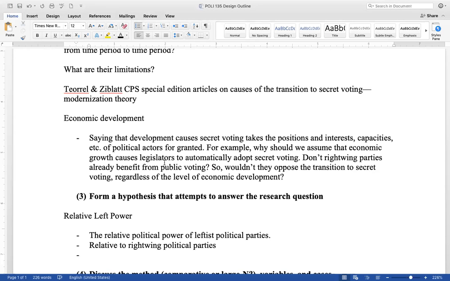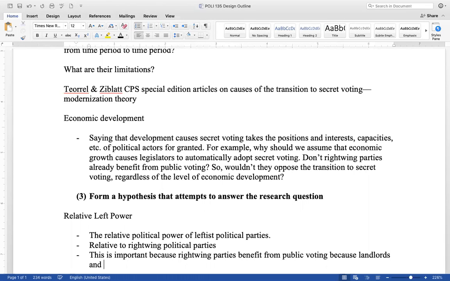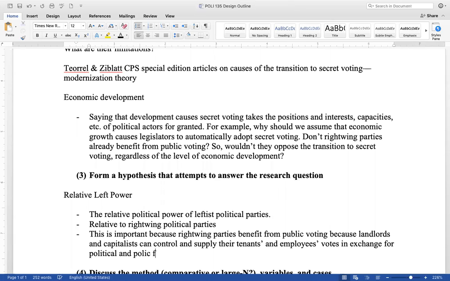Why is this important? Because right-wing parties benefit from public voting because landlords and capitalists can control and supply their tenants and employees' votes in exchange for political and policy favors from right-wing political parties. So right-wing political parties benefit from public voting.